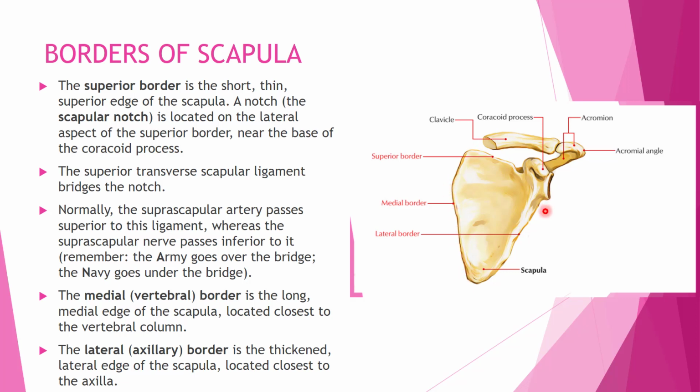Now we will discuss the lateral border. See here, this is the lateral border which is also named the axillary border. It is thickened. It is the lateral edge of the scapula and it is located closest to the axilla. That's why it is named the axillary border. Okay, so in this diagram we have learned three borders. This is the superior border, then this is the medial border, and this one is the lateral border.